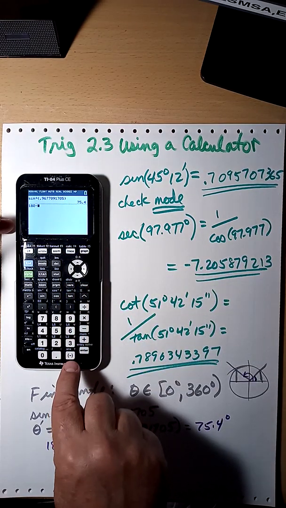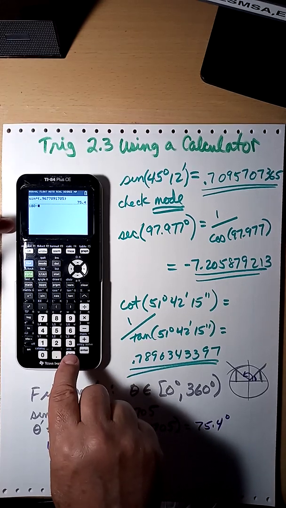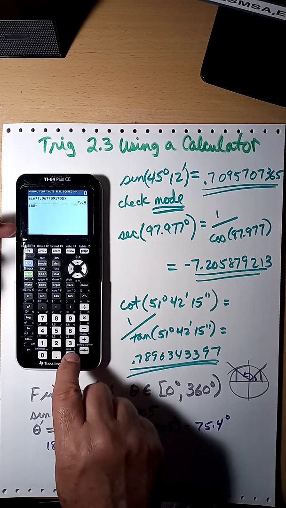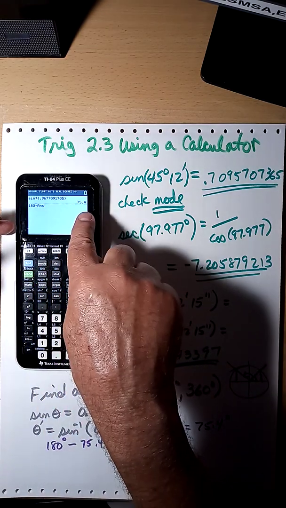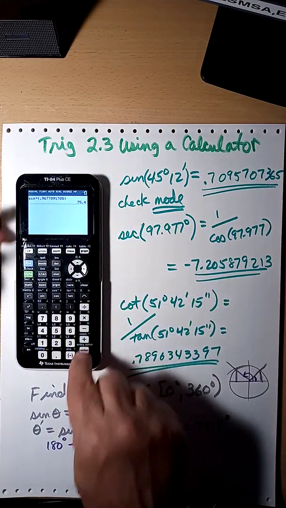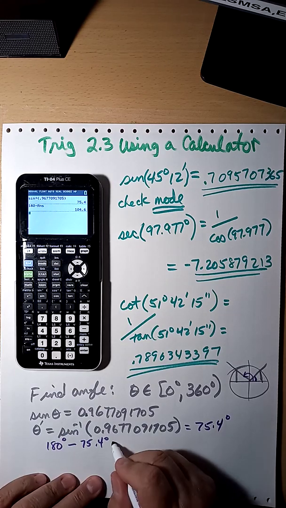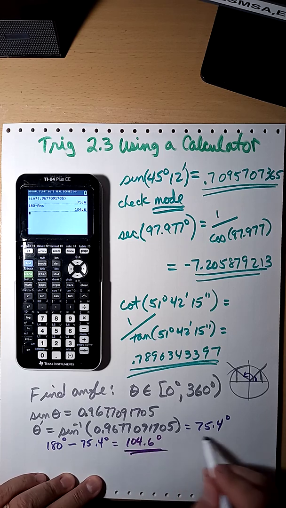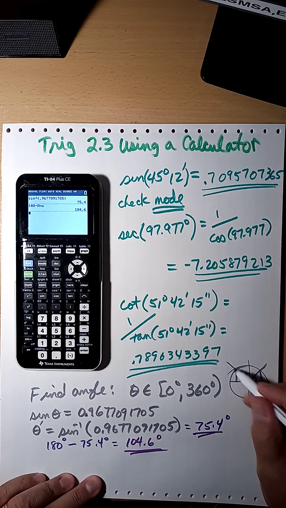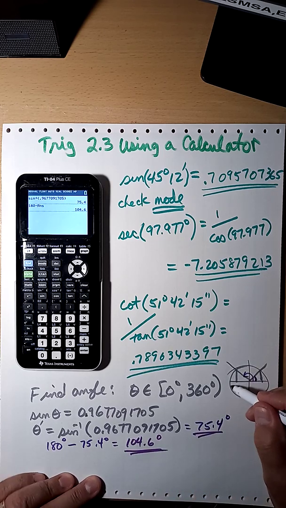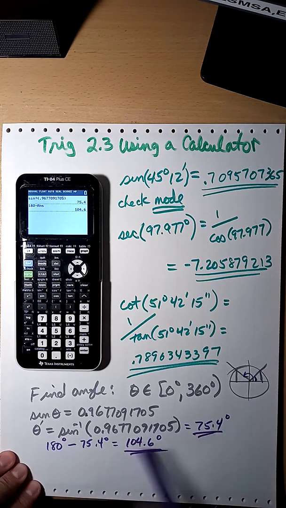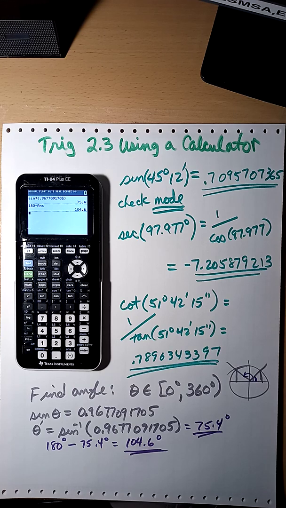Every time you calculate something, your answer is placed in a variable called ANS. It's above this negation key in a different color. Mine's blue. So it's the second color. So 180 minus that answer of 75.4, and this is 104.6 degrees. This one makes sense, it is in the second quadrant. Bigger than 90, less than 180. So you can find all those values.